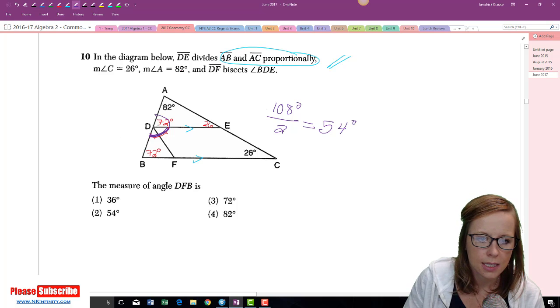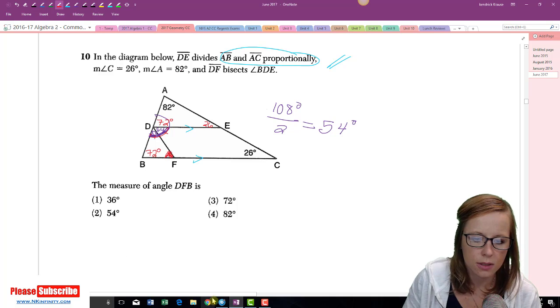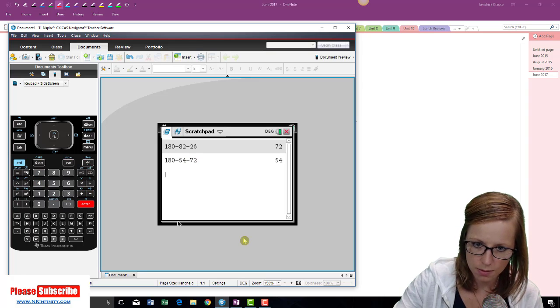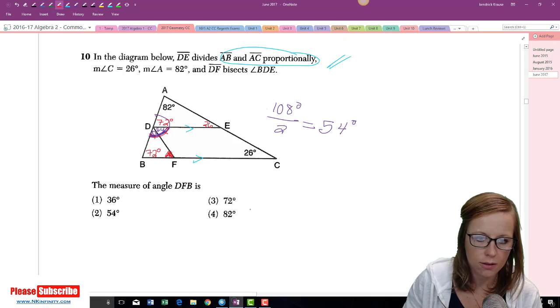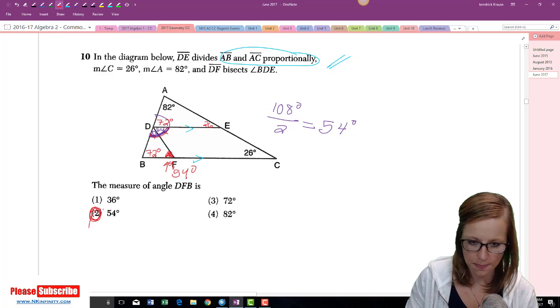So let's see, this is 54, this is 54. We're looking for the measure of angle DFB. DFB, this angle right here. So we've got 54 and 72 are used, so 180 minus 54 minus 72 is another 54 degree angle. So that little red piece is 54 degrees. DFB.